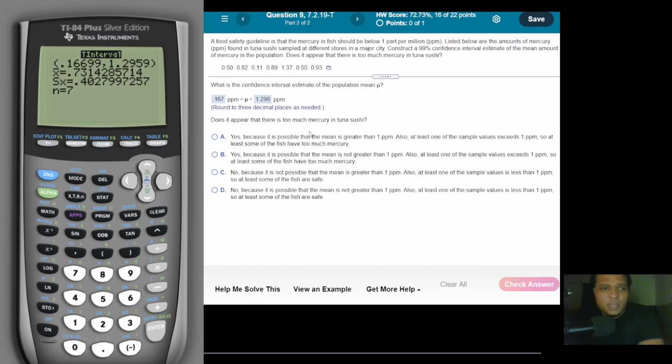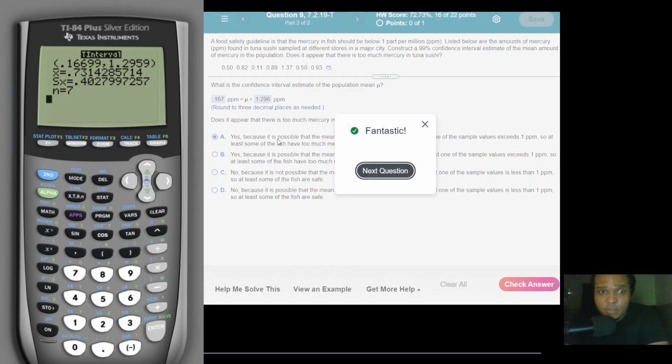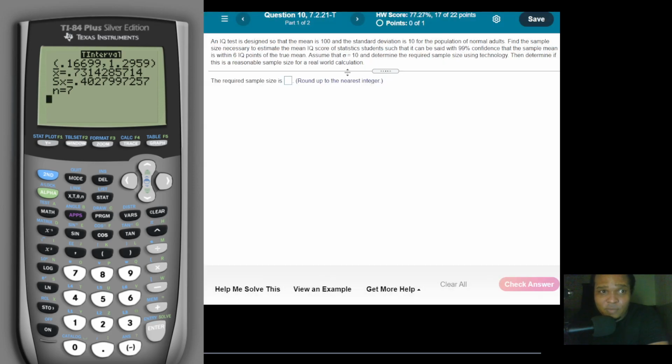All right. Let's see. Yeah, it is possible it could be greater than 1 because 1 is within this interval. Our upper limit is 1.2, so yeah, it could be greater than 1. I'm gonna choose that. Don't want mercury in my food.